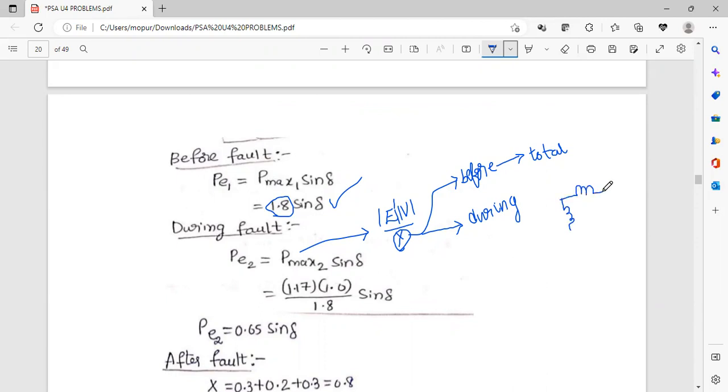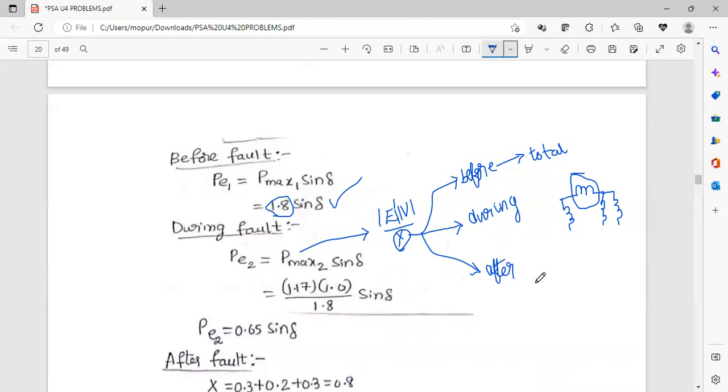After star delta transformation, this is the delta which we had transformed, and this is the already existing parallel branch. This value should be taken as X for the during condition. And then the X value for the after condition, this E value, remaining all will remain the same. Only this X alone will change. For the after condition, after fault, what will happen? The branch will be completely removed.